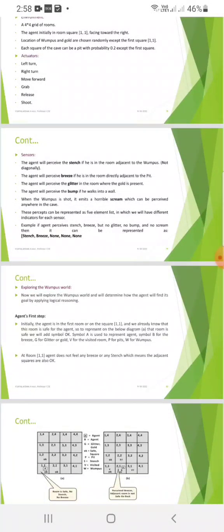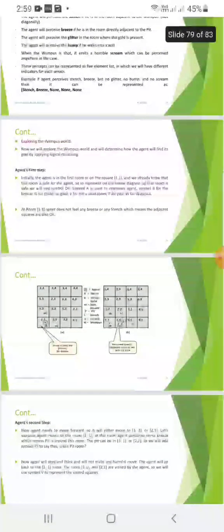When the wumpus is shot, it emits a horrible scream which can be perceived anywhere in the cave. So sensors are nothing but the perception. And here comes the wumpus world, how we can explore the wumpus world.